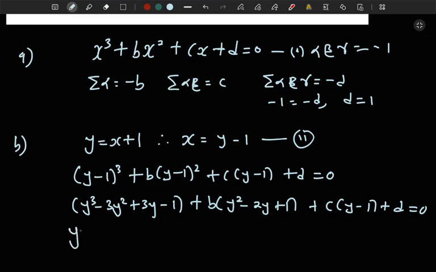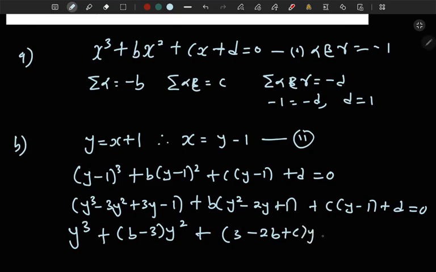In simplest form, the equation is going to be y cubed plus b minus 3 times y squared plus 3 minus 2b plus c times y, then plus b minus c. Sorry, this should be in brackets, let me close it very well. So this is closed brackets, then equals 0. So this is the equation whose roots are alpha plus 1, beta plus 1, and gamma plus 1.